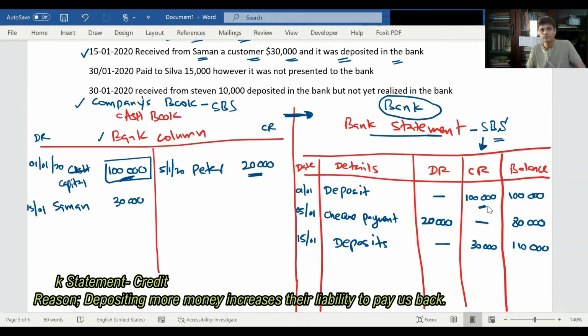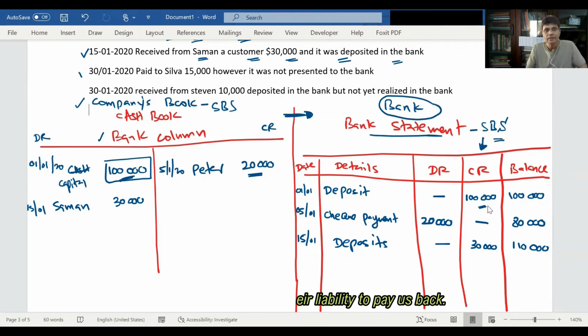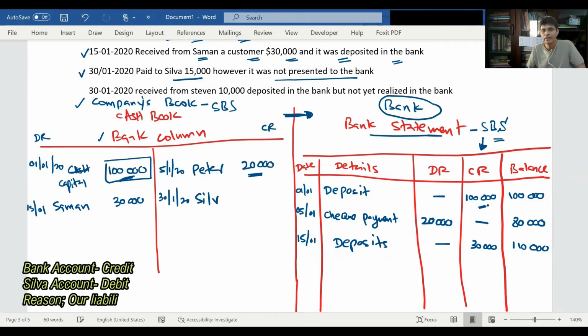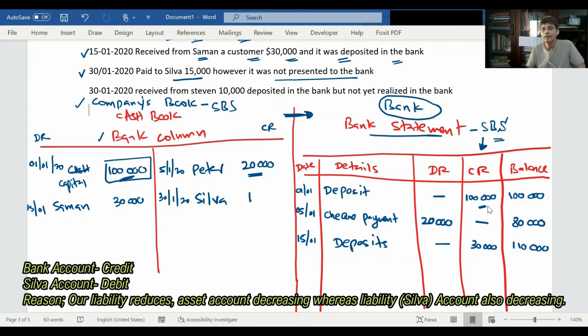Now, on 30th January 2020, paid to Silva 15,000. However, it was not presented to the bank. Now, what happened? SBS company issued a check worth 15,000 to their creditor Silva. So when they issue, the accountant, what will he do? He has to credit your bank account, right? 15,000.